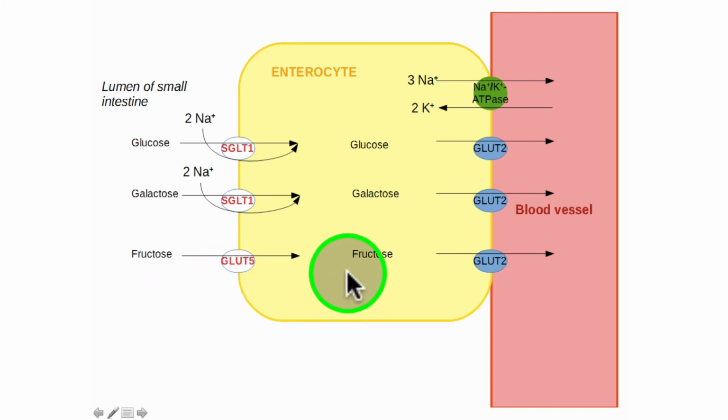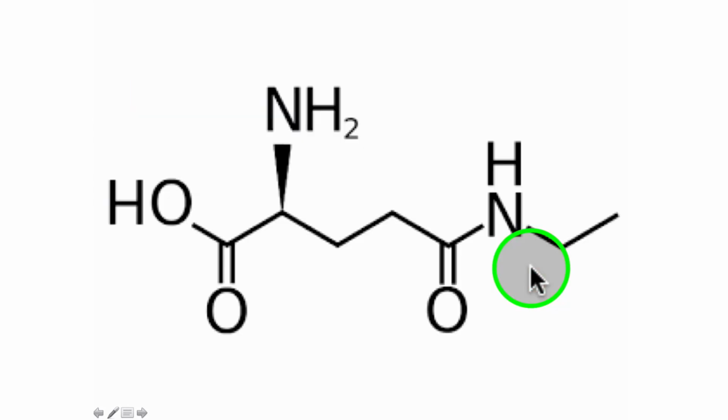Fructose moves into the enterocyte via facilitated diffusion, moving via the GLUT5 channel on the apical surface and then the GLUT2 channel on the basal surface. And once again, the molecule glutamine, which we see here, is the main source of energy to make ATP within the enterocyte.